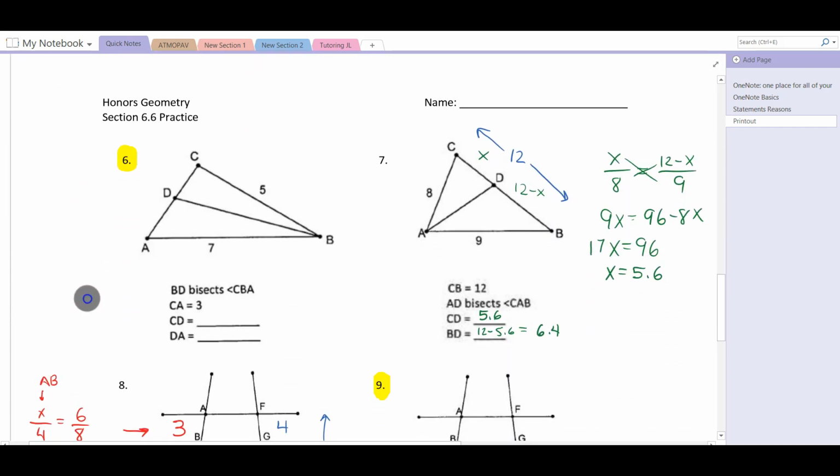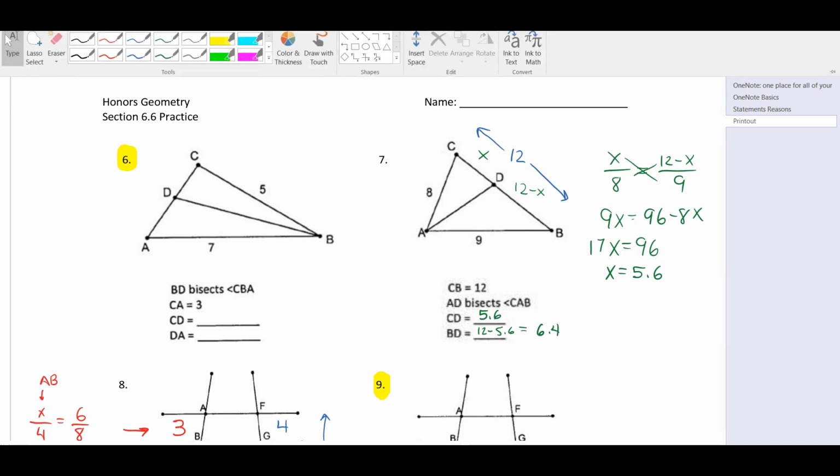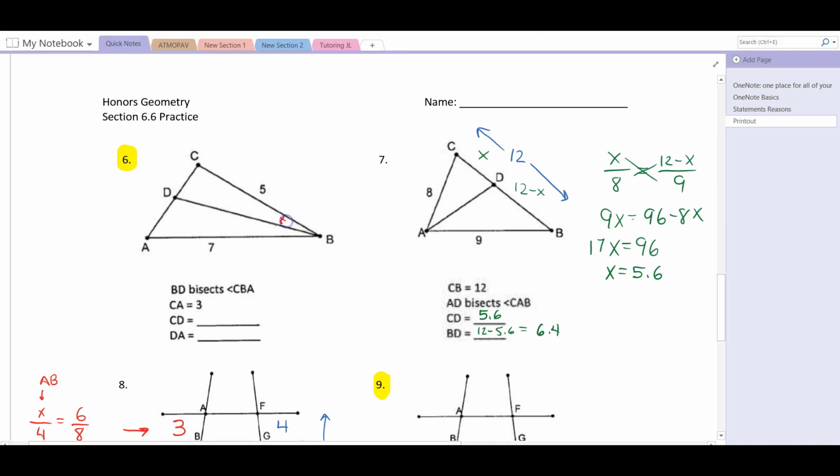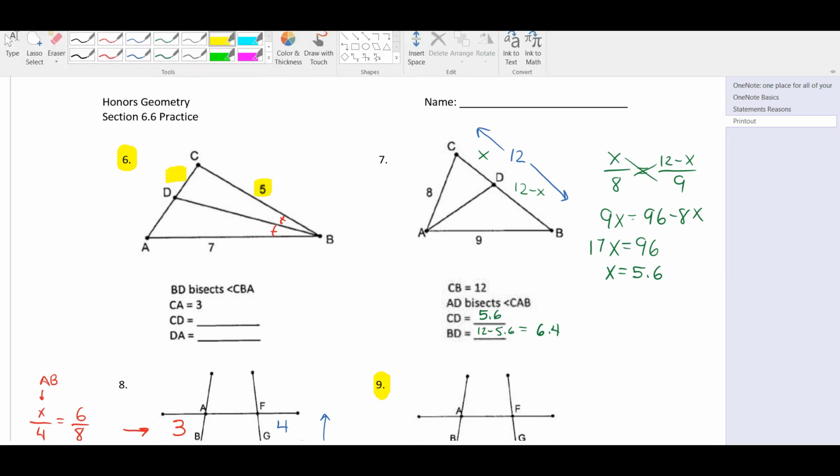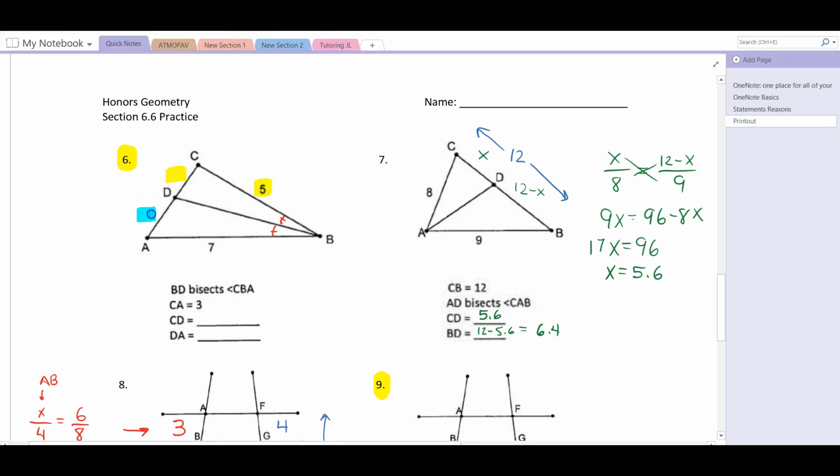Let's go to number 6 now. In number 6, this is the angle bisector theorem, which is the third one from our notes that you watched on the previous video. What that's basically telling us, let's bring out the highlighter again, is that the length of CD and the length of CB is going to be in the same ratio as the length of DA to the length of AB. The good news is that they gave us the length of CA. If they didn't, we would be in some pretty big problems here, because we would have 2 missing sides.